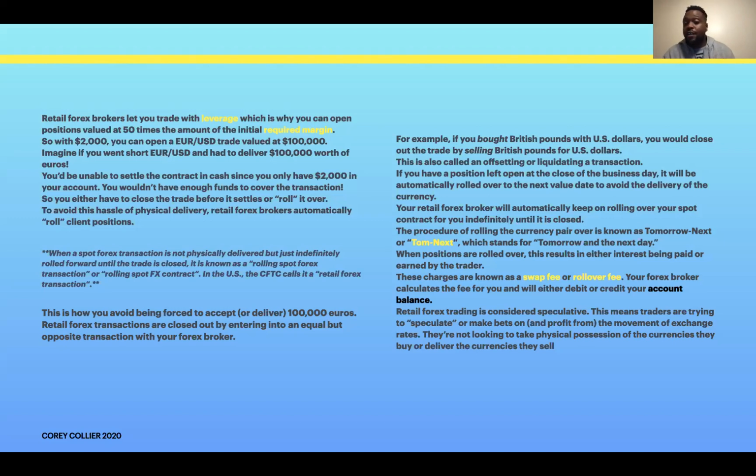Your broker will calculate the fee for you and will either debit or credit your account balance. Retail forex trading is considered speculative. This means traders are trying to speculate or make bets on and profit from the movement of exchange rates. They're not really looking to take physical possession, guys, of the currencies that they're buying or selling.